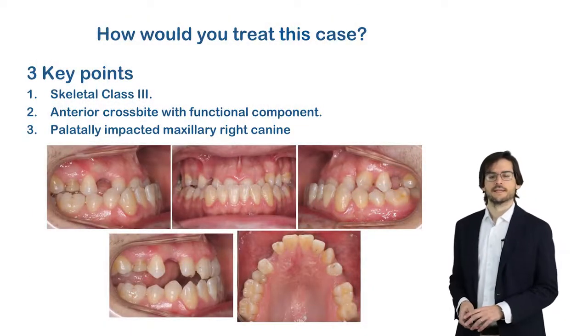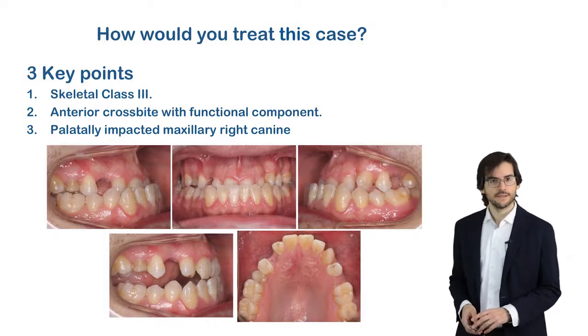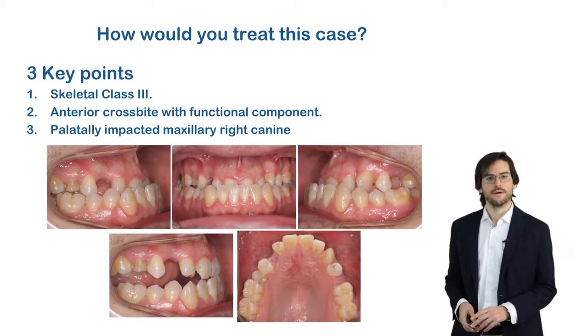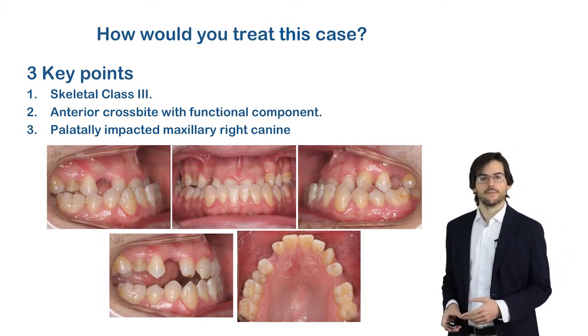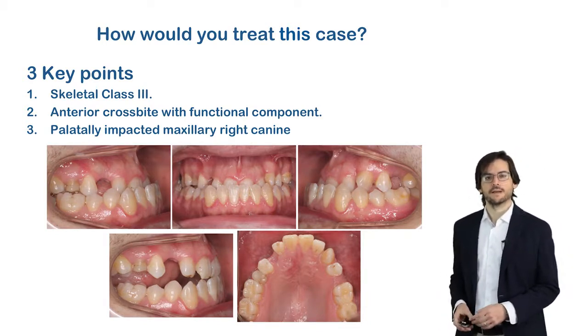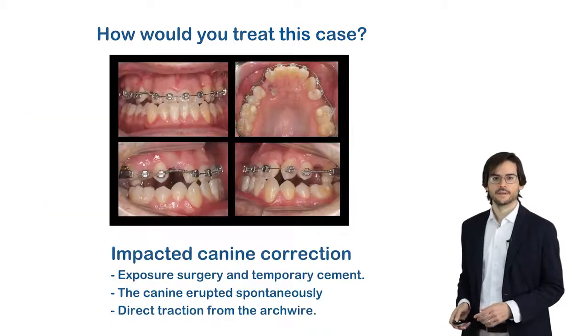How would you treat this case? This case has three important key points. Number 1, skeletal class 3 malocclusion. Number 2, anterior crossbite with functional component. And number 3, a palatally impacted maxillary right canine.